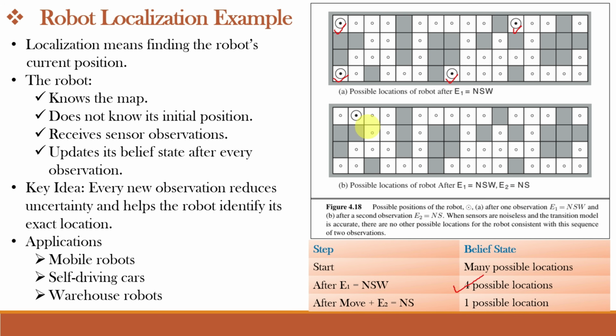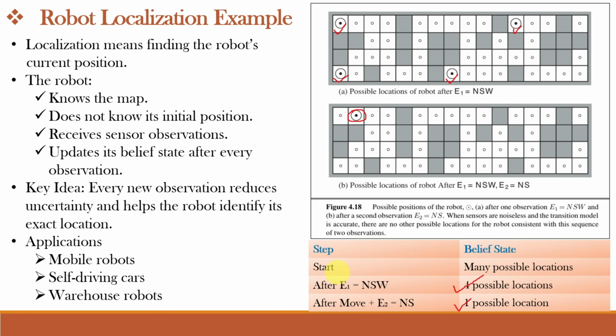This means that there is an obstacle to the north, so it cannot move north, and there is an obstacle to the south. This robot compares this observation with every possible location in the map, and only this location matches the observation. So after the move plus E2, which is equal to NS, only one possible location remains. So finally this robot knows its exact position, that it is at this position, because no other position on the map matches this position.